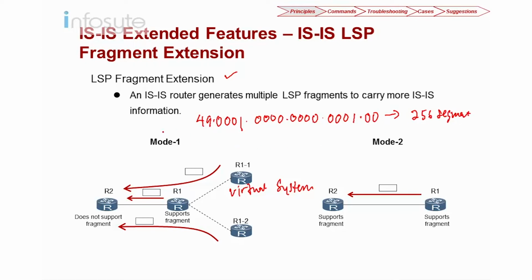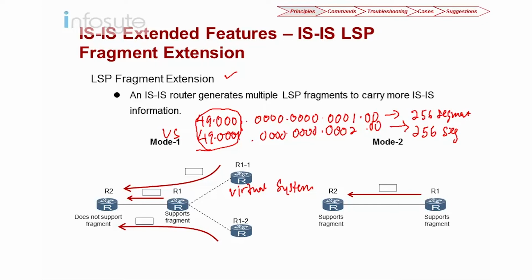What I'm going to do is create another virtual system. In this virtual system, I'm going to keep my network ID the same, but I'm going to create another virtual system. Alright, so I will expand it to another 256 segments. So it will give me an additional 42,000, so I have 84,000 routes that I can carry. So that is the concept behind the fragment extension.